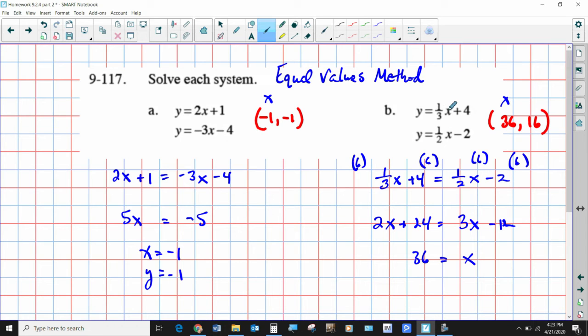So what is 1/3 of 36? I believe that's 12, and 12 plus 4 is 16. Half of 36 is 18, and 18 minus 2 is also 16. So we see that x is equal to 36 and y is equal to 16. So those are the solutions for these two systems.